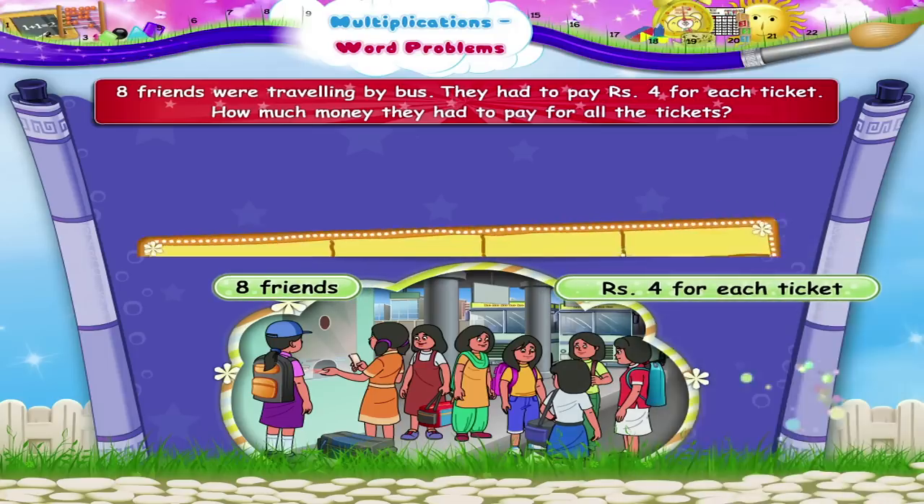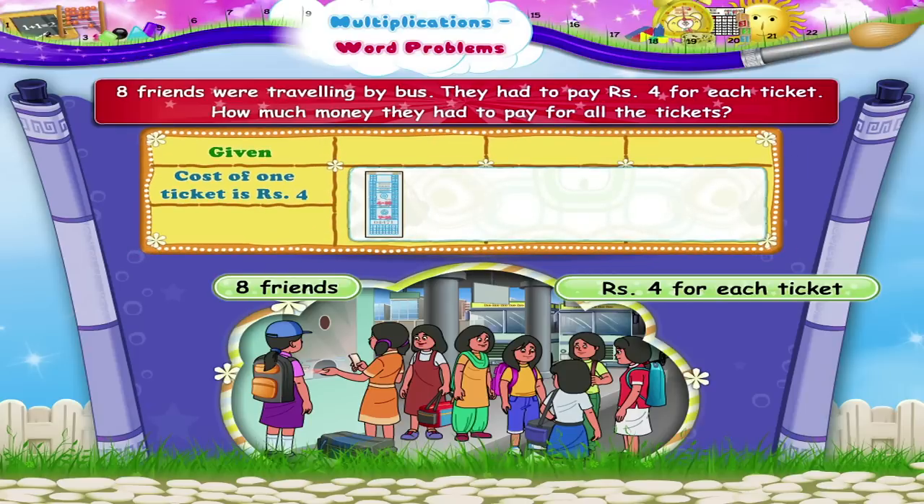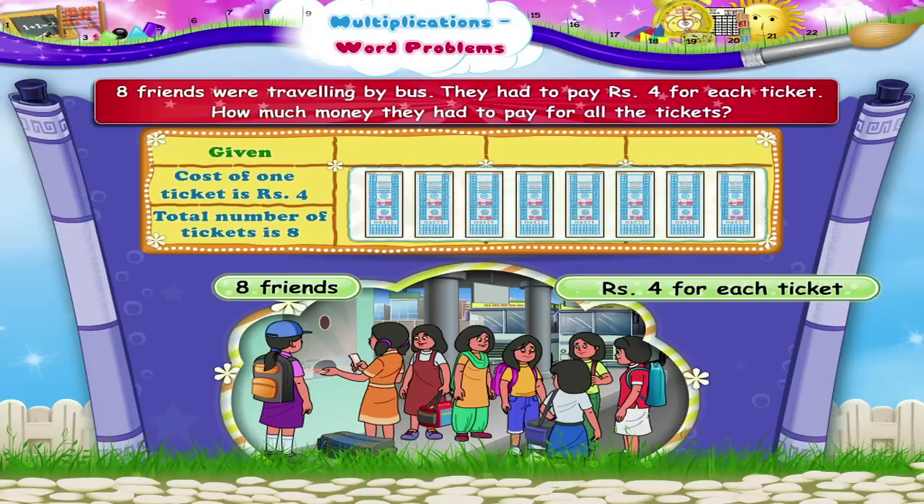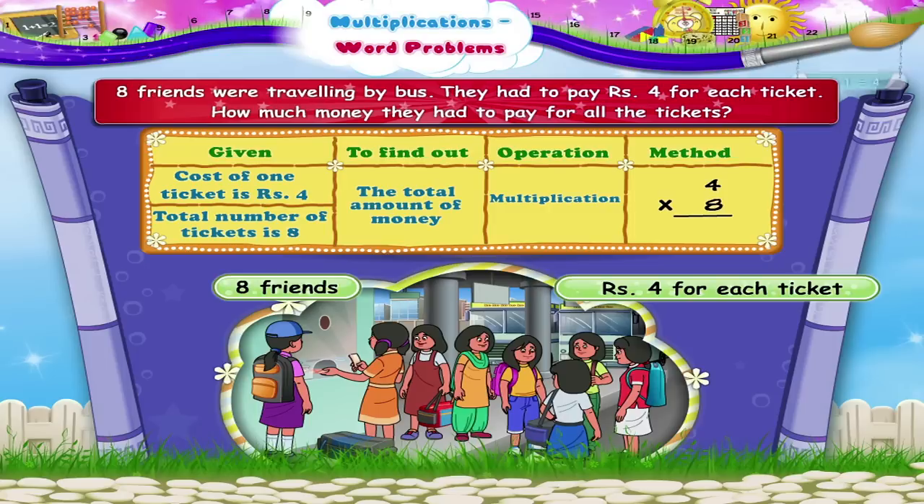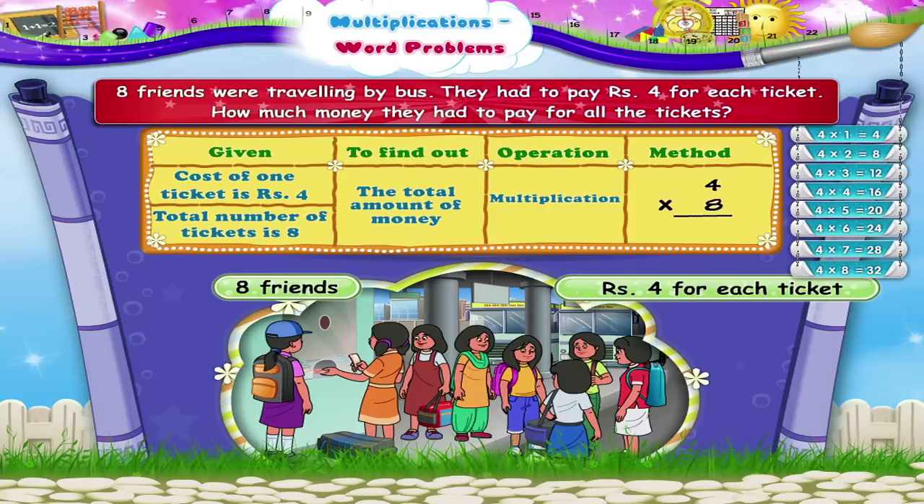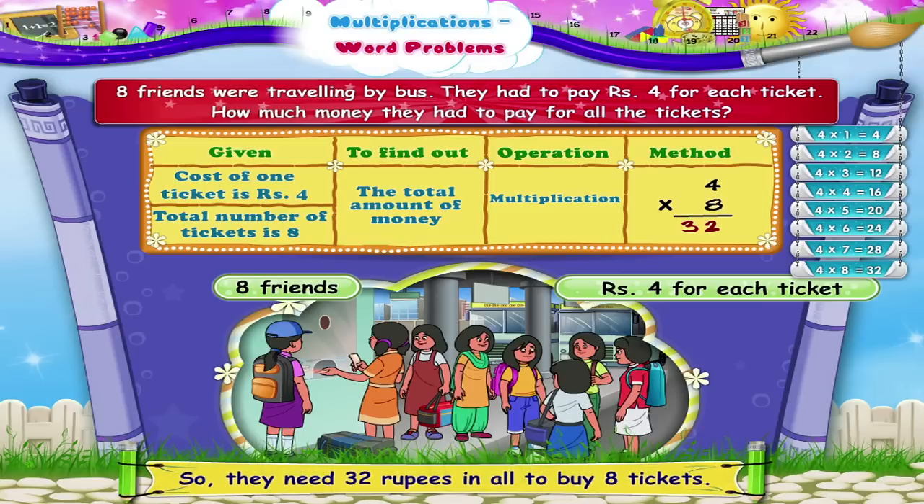Yes, it is given that the cost of 1 ticket is rupees 4. The total number of tickets to be bought is 8. We have to find the total amount of money. So we shall multiply 4 by 8. How much is 4 times 8, Starry? Yes, 32. So they need 32 rupees in all to buy 8 tickets.